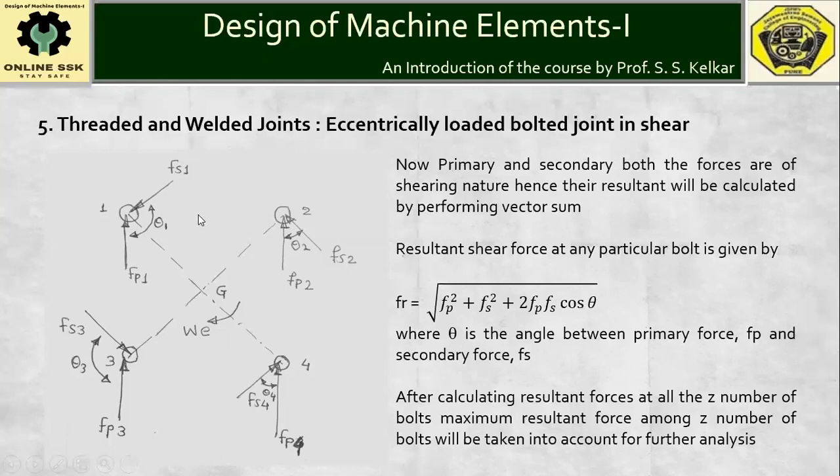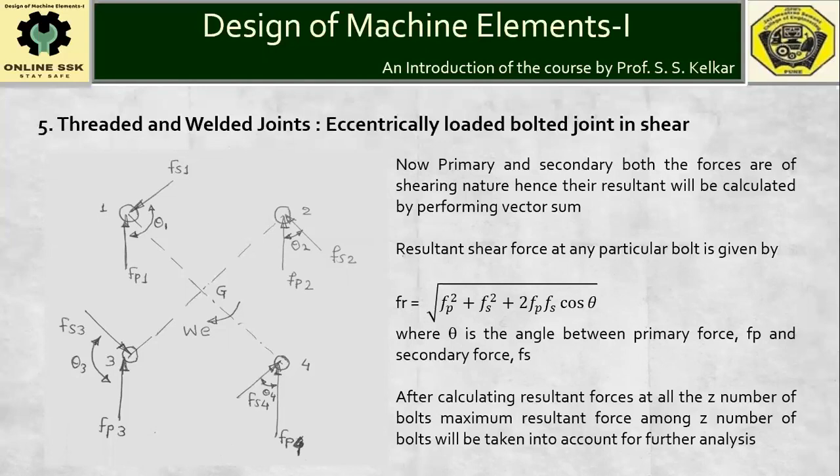Now one may think that here we have to calculate FR1, FR2, FR3, FR4, and then comparing these values, we have to decide what is the maximum resultant force and which one is the critically loaded bolt. But that is not actually the case. Actually, we need not calculate all the resultant forces, but by applying some logic, we can directly predict which bolt will be critically loaded, which bolt will have maximum resultant force.